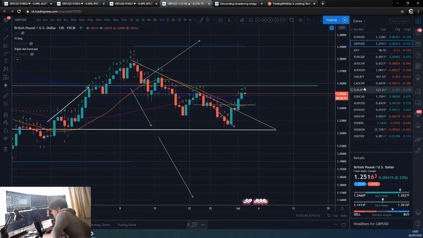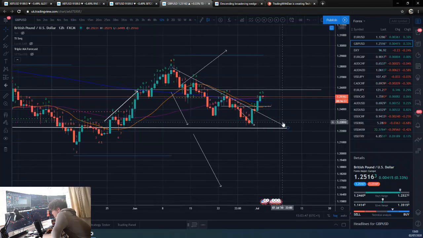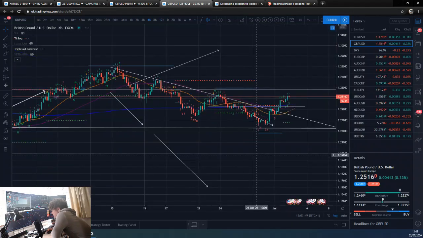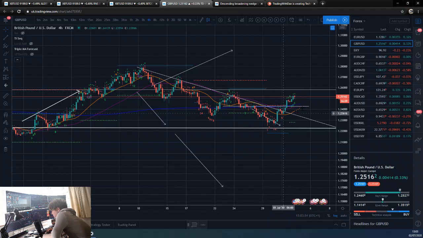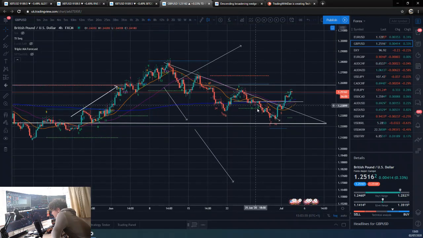So I'd wait for this to get to this level, see if we get rejected or see if we break up. So no real trade at the moment. Obviously the long trade was in before the break of this line, those two 9s. But that's kind of what we looked at there. We got the move down here, obviously from the break of that level.